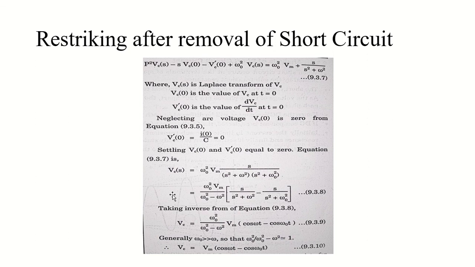Now you want to find the inverse of it, so you have to find the inverse Laplace. So you have to take the inverse from this equation, and vc will be omega 0 square vm divided by omega 0 square minus omega square into cos omega t minus cos omega 0 t, because basically this is the Laplace transform of cos omega t and cos omega 0 t, right?